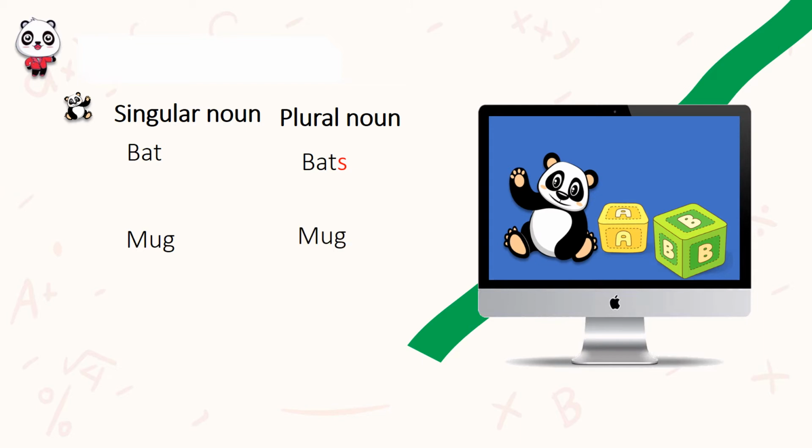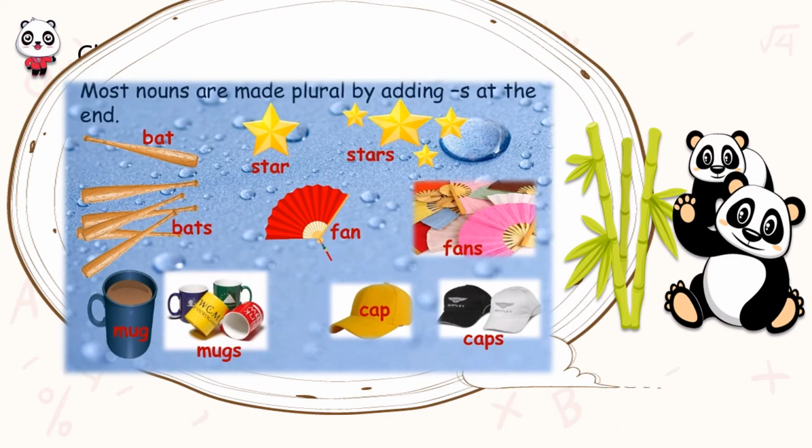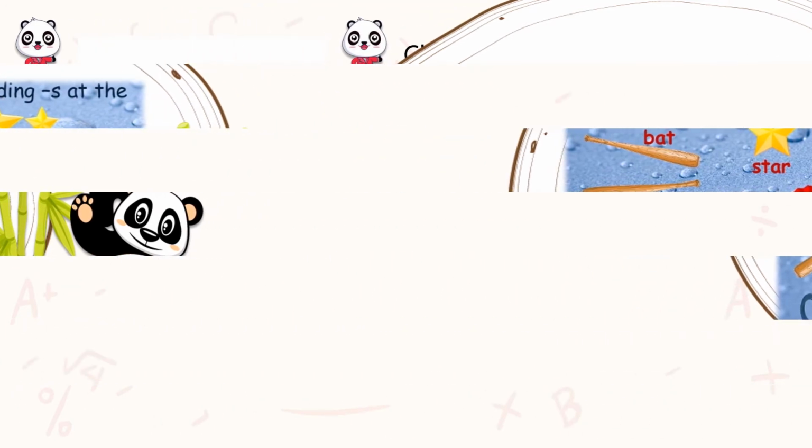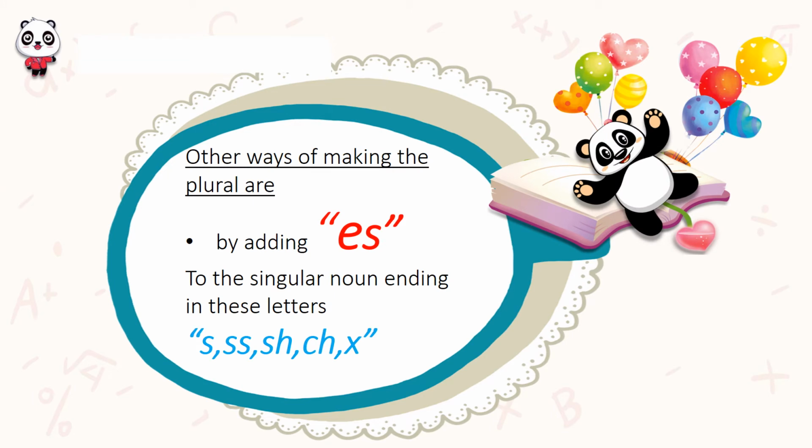Mug, mugs. Here are some examples for plural nouns. They are made by adding s to the singular. Bat, bats. Star, stars. Fan, fans. Cap, caps. Mug, mugs. Let's see what are the other methods of making plurals. There are several rules. You have to listen carefully to clarify those things.